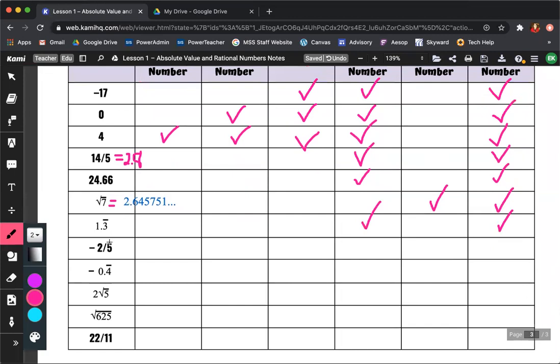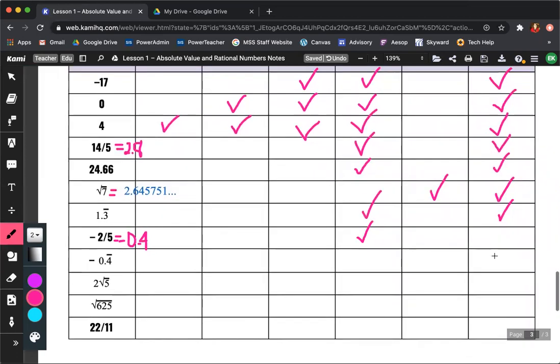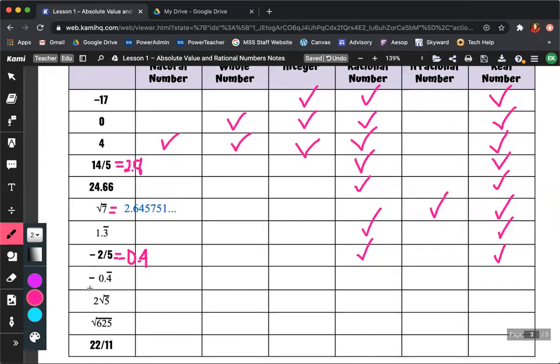-2/5. So it is a fraction. I would double check though to make sure it actually is a decimal value. We get 0.4 or negative. So it is a decimal value, which means not natural, not whole, not an integer. It is a rational number and a real number. -0.4 repeating. Again, it has that repeating aspect, which means that, okay, decimals are going to be no for natural, whole, and integer, but it is a rational number because it repeats.